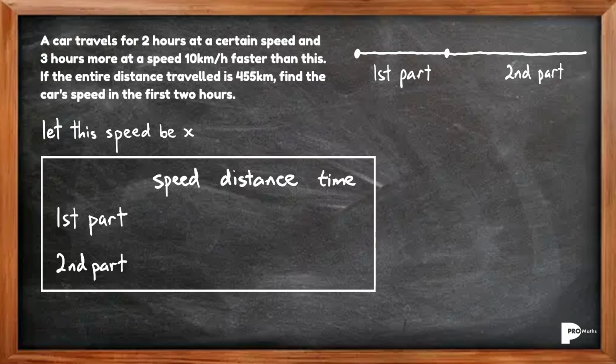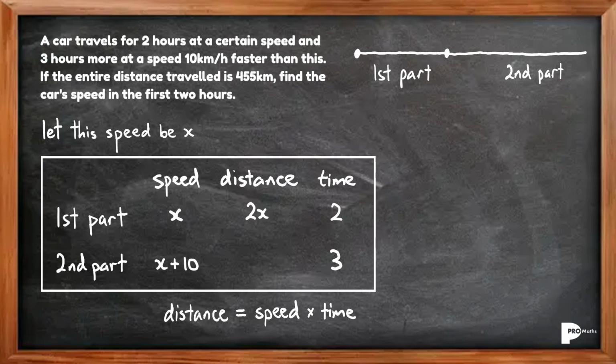We've let the speed for the first part be x. This is what we're trying to solve for. The speed for the second part must be x plus 10. From the question, 10 kilometers an hour faster. Time is given for the first part, 2 hours. Second part, 3 hours. Now, using distance equals speed times time, for the first part, we get 2x for distance, and for the second part, we get 3 times x plus 10 for distance.